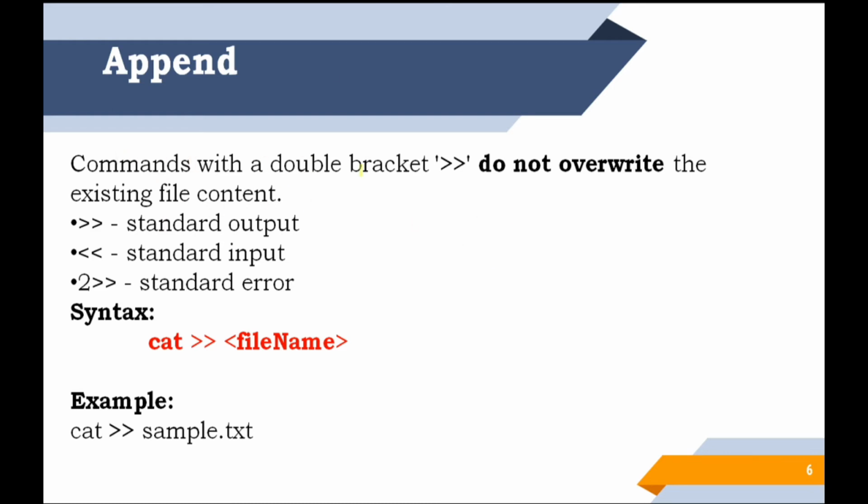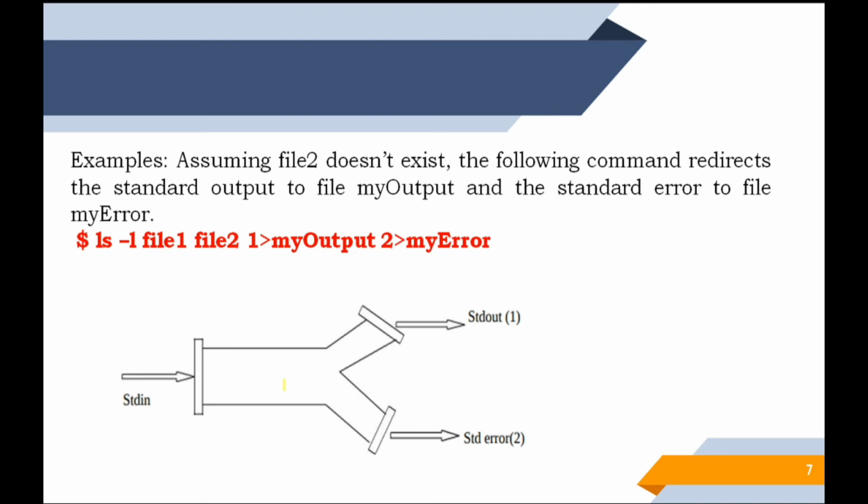Commands with a double bracket are not going to overwrite the contents already present in the file, they are just going to append to it. Same thing, the double greater-than will be used for standard output, the double less-than symbols for standard input, and the integer 2 with the double greater-than for standard error. This is the format: cat double insertion file name, and here you are appending input to sample.txt. Then we will see one example.